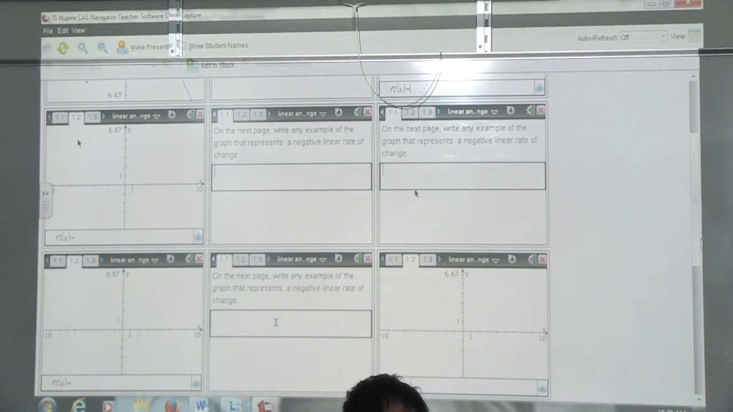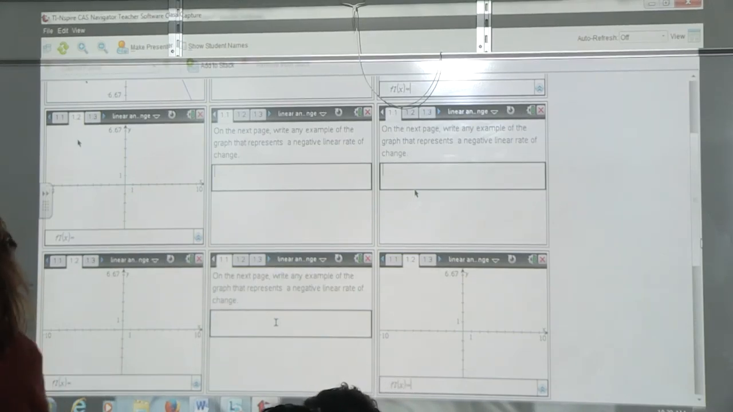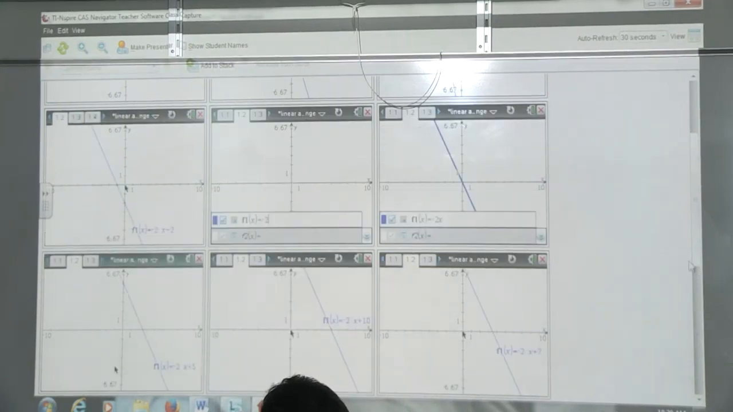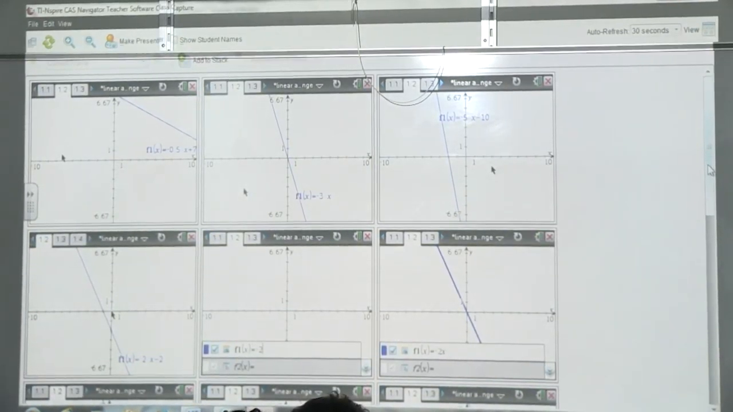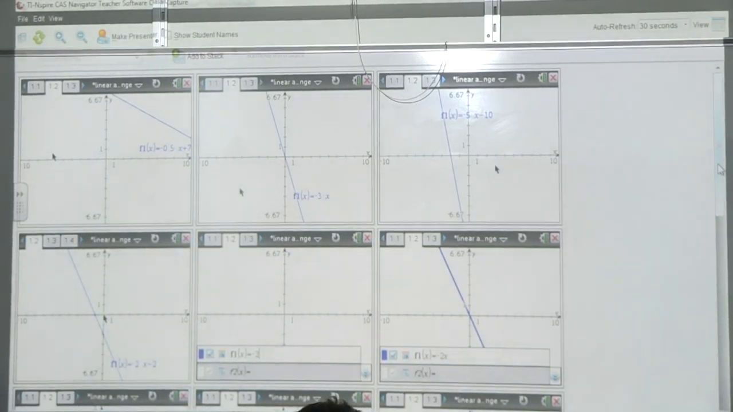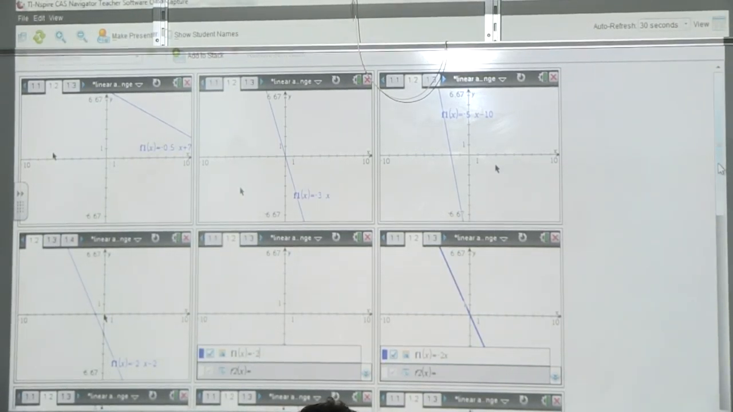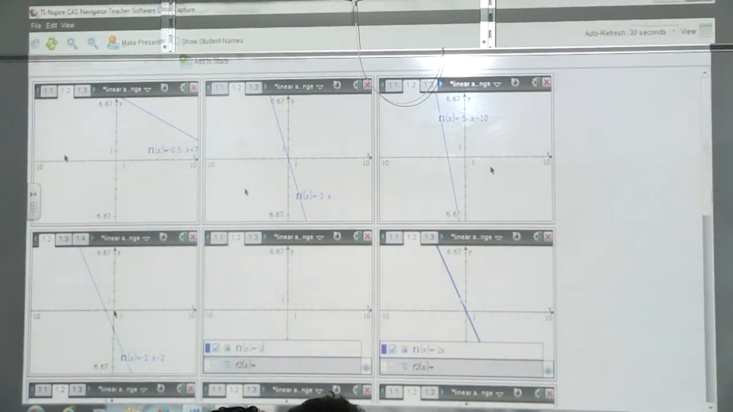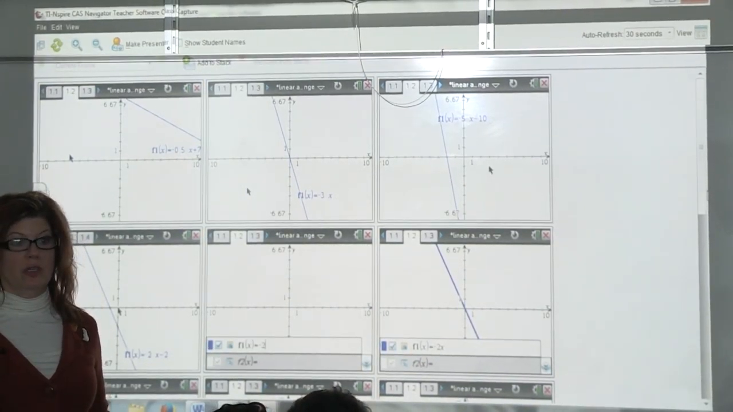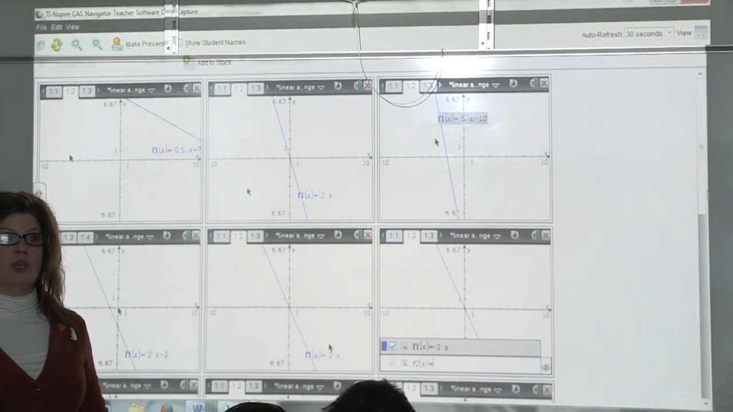So look at Ashley's there. She has a linear function with a negative rate of change. Okay. Let's see what folks have here. Okay, we have lots of examples of negative rates of change of linear functions. Let's take a look. Who has a story that goes along with their linear function? Who has made up a story that this might represent, so we could show yours?